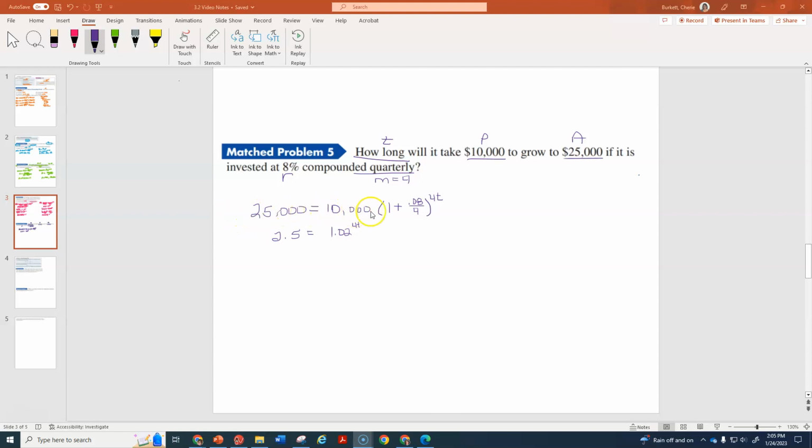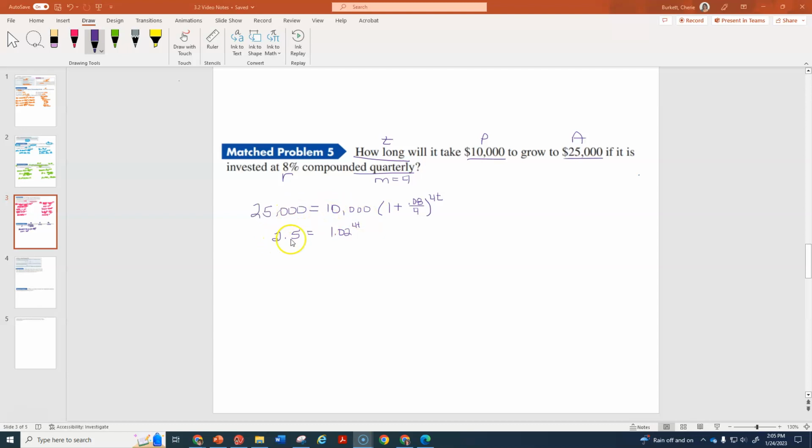25,000 equals 10,000 times 1 plus 0.04 divided by 4 raised to the 4t. I'm trying to solve for t. My t is in my exponent, so I need to get the base of that exponent all by itself. So I need to get rid of the 10,000. What's happening to the 10,000? It's being multiplied. So I'm going to divide both sides by 10,000.